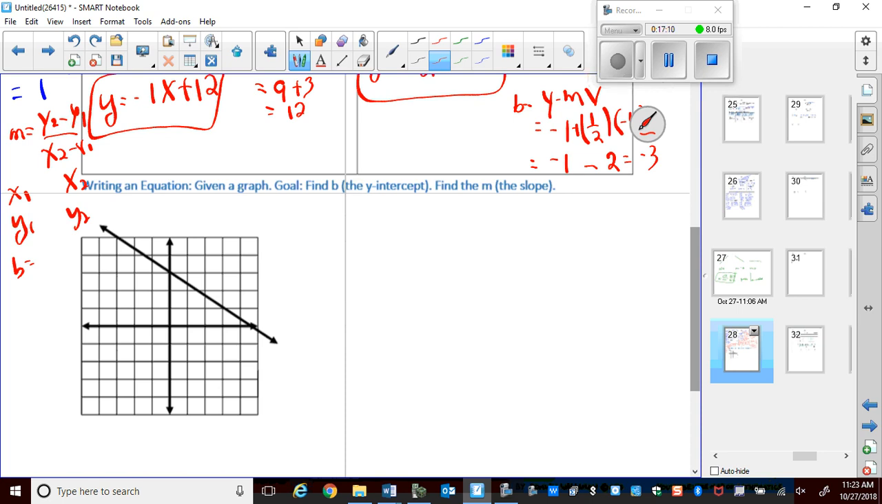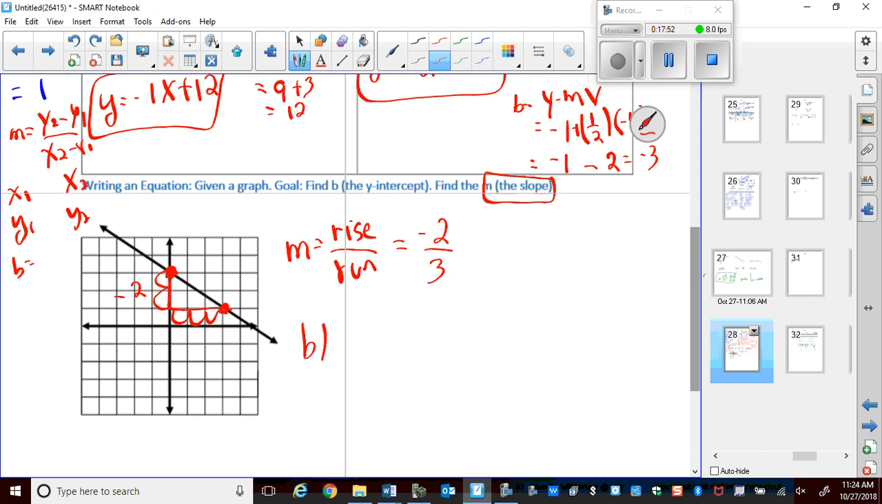Okay? The last thing we want to cover is how to write an equation given a graph. The goal is to find the y-intercept and then to find the slope. So for the slope, you pick two good points and find the rise over the run. So m equals the rise over the run. I see a good point here, and I see a good point here. So I create my triangle, and I go down 1, 2. So minus 2 is my rise. My run, 1, 2, 3. Over 3 is my run.